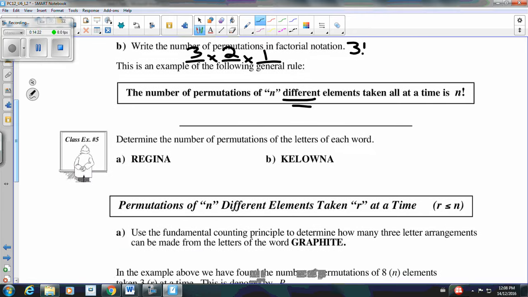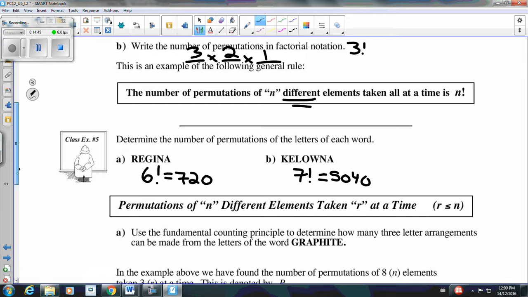Determine the number of permutations of the letters of each word. So I want to check, are these unique letters in Regina? Yeah, I have 6 unique letters. So therefore, the number of permutations is 6 factorial or 720. So you could also do this with the fundamental counting principle. For Kelowna, again, here I have 7 different letters. So the number of permutations is going to be 7 factorial or 5,040.